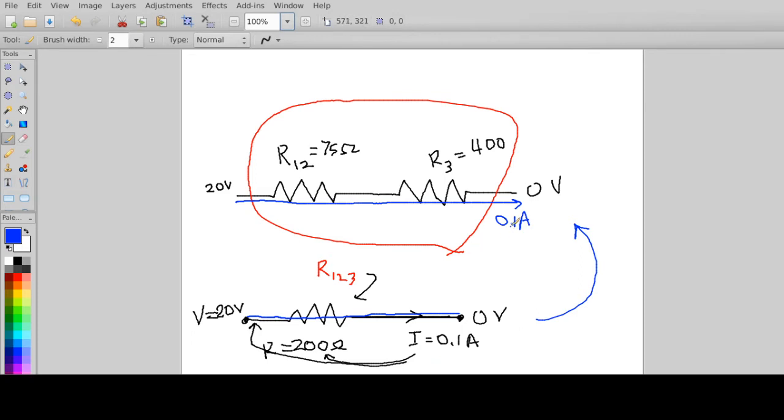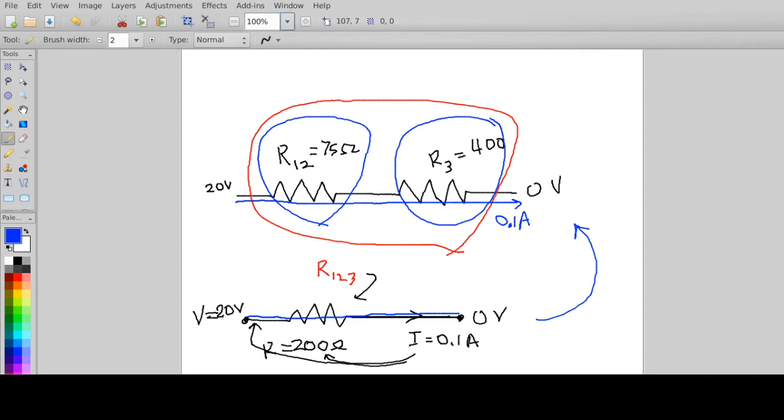Now remember what we're trying to do. We're trying to find the current and the voltage across each resistor. We now have the current through that resistor right there. It has to be 0.1 amps. We also have the current through that other resistor, but that was a reduced resistor, the reduced resistor 1, 2. So we don't have it for 1 or for 2, we have it for the combined 1, 2. But right now we do have it for number 3.